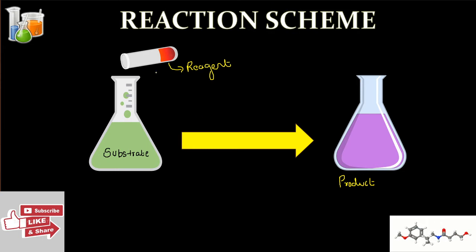So in any organic reaction, the compound which is undergoing the reaction is known as the substrate, and the final compound which is obtained is known as the product, which is stable. Now the substrate gets converted into the product because of the reagent.